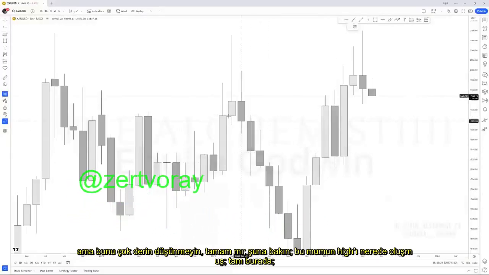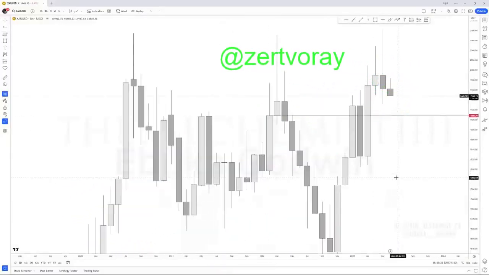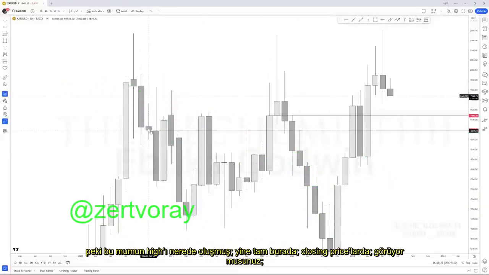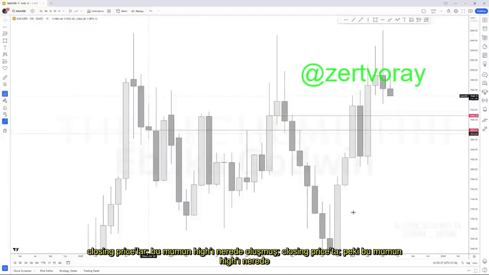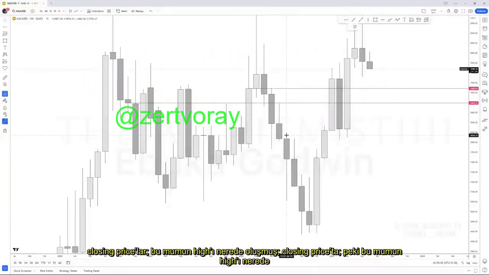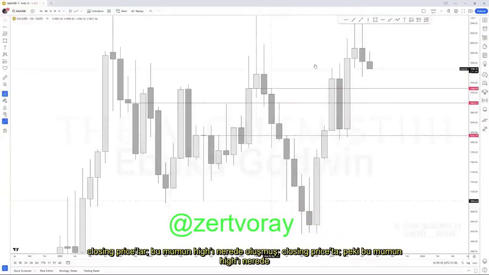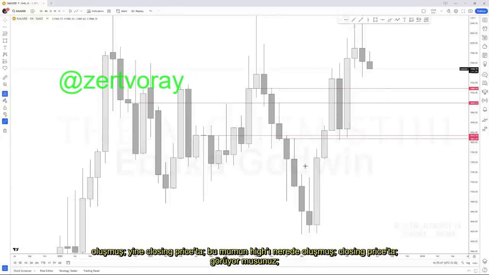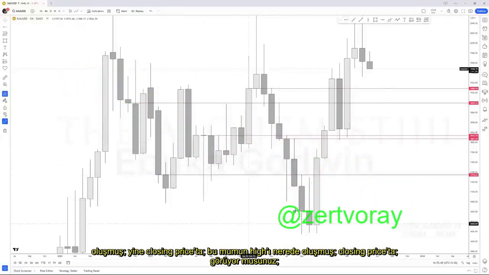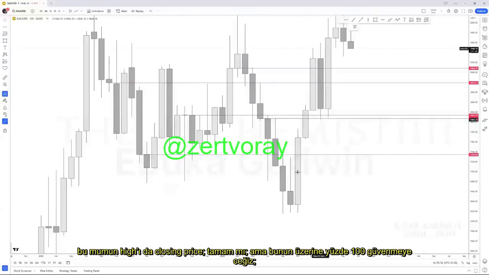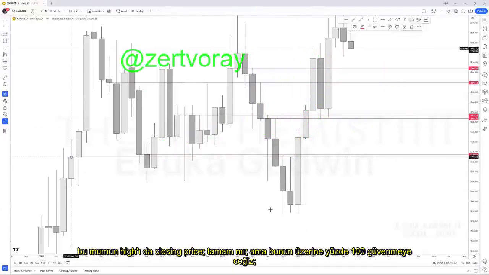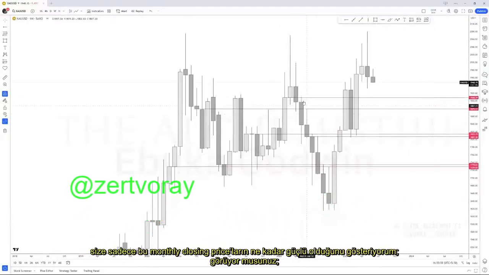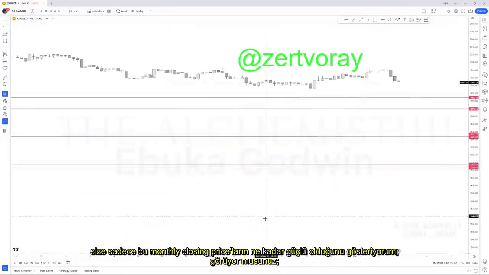Look at this. Where was the high of this candle made? Right here. Closing prices. Can you see that? Where was the high of this candle made? Closing price. Where's the high of this candle made? Closing price. Okay, so now we're not going to rely on this though. I'm just showing you how strong these monthly closing prices are. Can you see that?